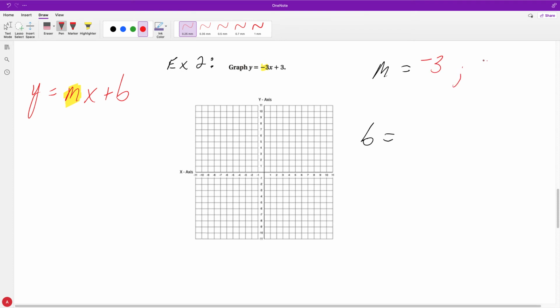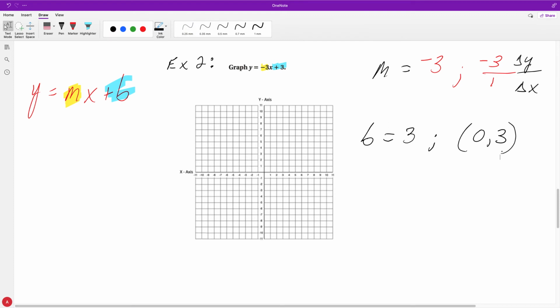But I'm going to rewrite it as -3 over 1, because we know that this represents our change in y over our change in x. I'm going to write it in that fraction form so it reminds me of what my change in x is. If you don't have that written, maybe you might forget. And then we know that the constant being added or subtracted is our b. So our y-intercept in this case is equal to 3, and I'm going to write this as (0, 3). Now, one of the things that you will learn in geometry when you take that next year is that in order to draw a line, all you need is 2 points.